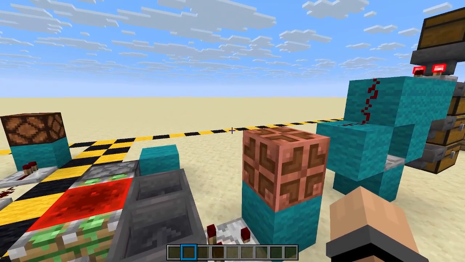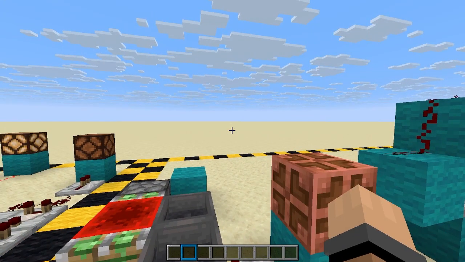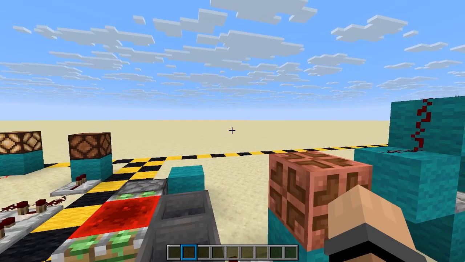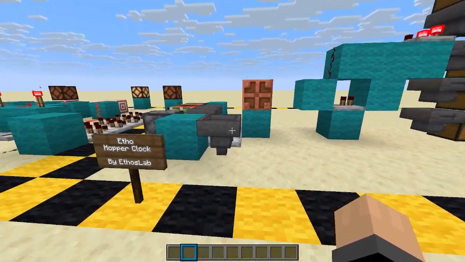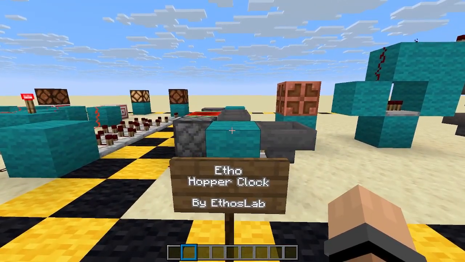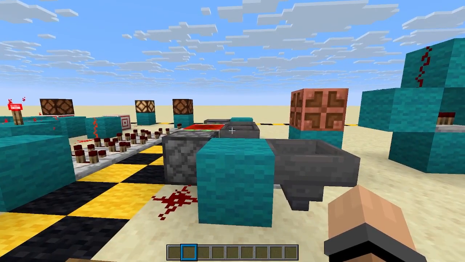And going into an observer, into another redstone line, you can have it flip a gate or do whatever you need to do in order to send the signal to whatever you're turning on or off. And that was the Etho Hopper Clock. I highly recommend this contraption.